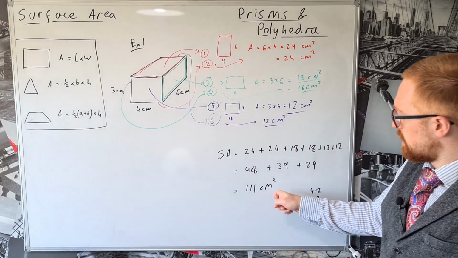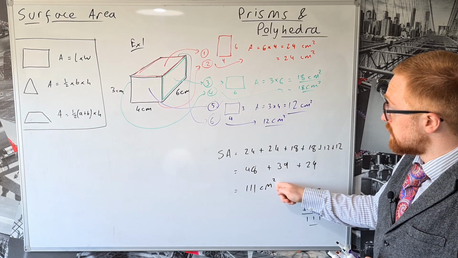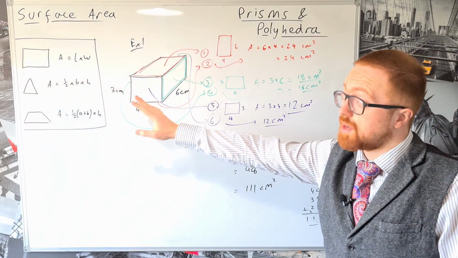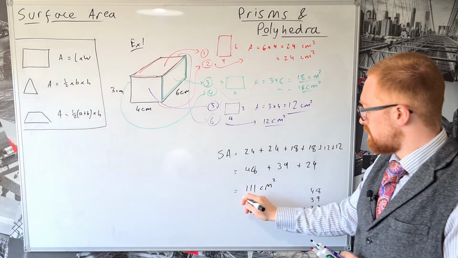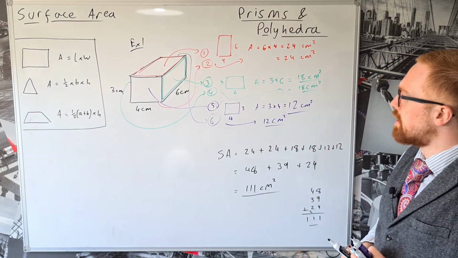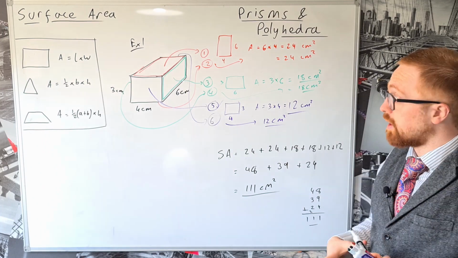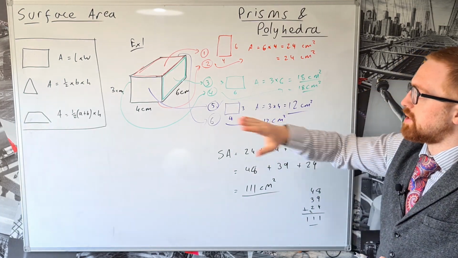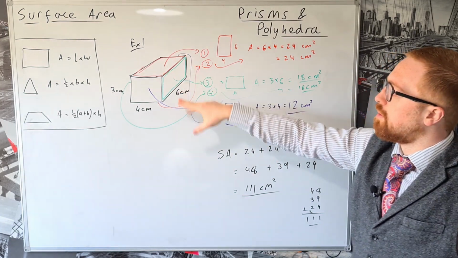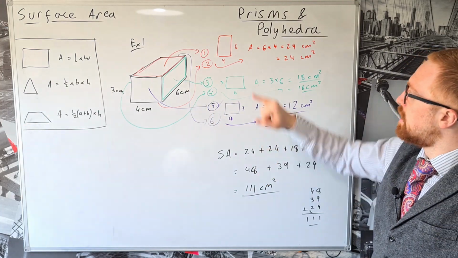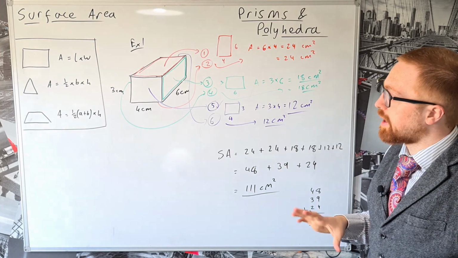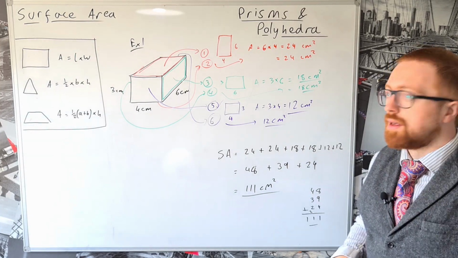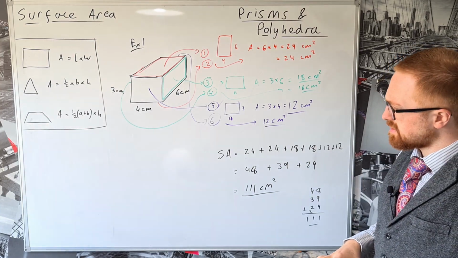A really common mistake with the units is to write it as centimetres cubed, because it's a 3D shape, but it's a surface area, so it is still centimetres squared. There we go. So regardless of what shape you've got, this is always going to be your strategy. Number up and label each of the faces, work out the areas of each of the faces, and then add them all up. It doesn't matter how complicated your shape is, that's always going to be your method.